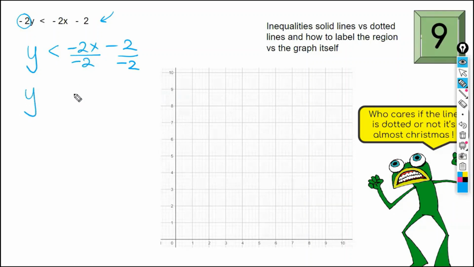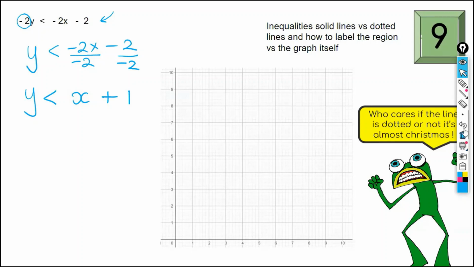Minus 2x divided by minus 2 is positive 1x. I don't have to put the 1. Minus 2 divided by minus 2 is positive 1. What mistake did I just make? There are actually two little small tricks in this. What's the first mistake I just made? Something is wrong with my answer.